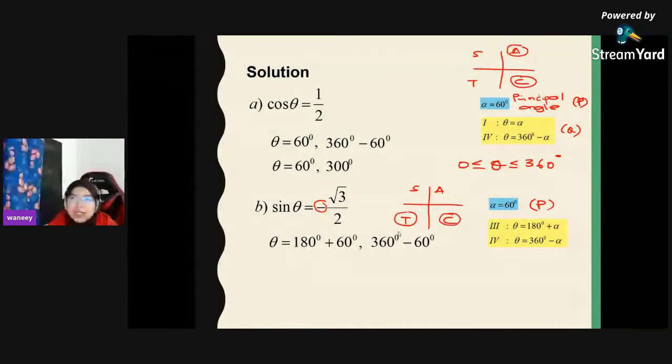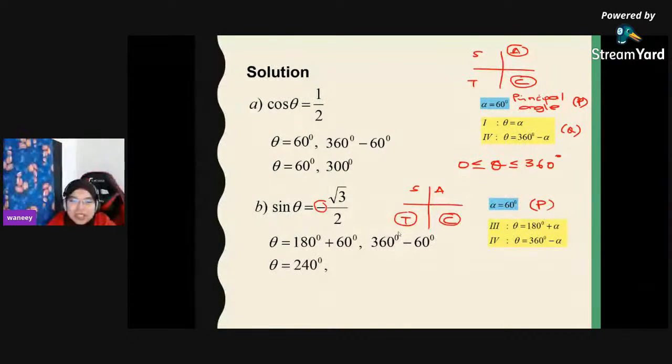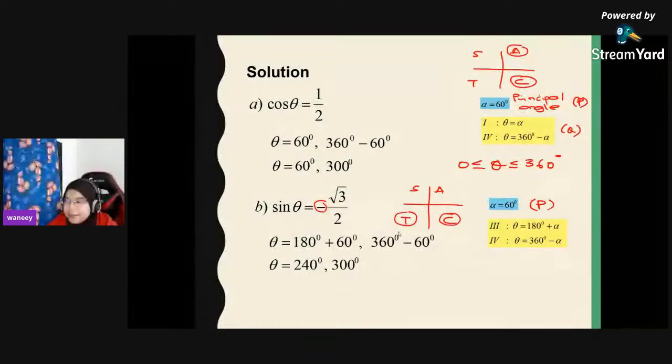And of course, we should simplify them a little bit. 180 plus 60 is 240. 360 minus 60 will be simply 300. And so 240, 300. Done. And again, do check your answer should be within the range. So this is for the range.